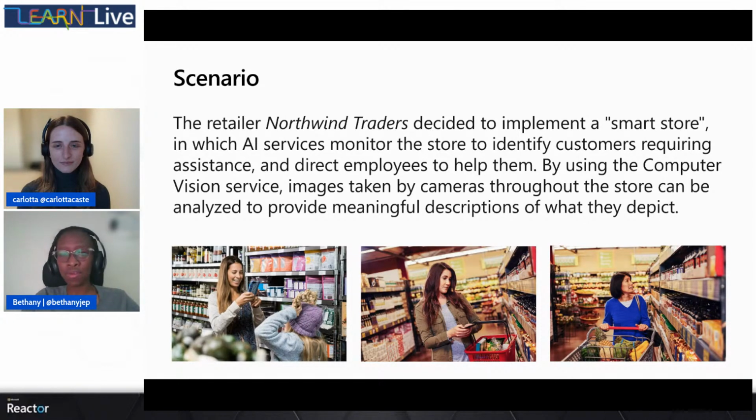So by using the computer vision service, they are taking images from the different cameras and analyzing them to get a description of what exactly the image is, and then the captions and the tags from the image. So I think, Carlotta, you can now take us through the demo, how we can get started with provisioning a resource and building such an application like Northwind Traders did. Sure. So I think that the Northwind Traders store had a very innovative and interesting idea. And let's show the main steps they should take to put it into practice and use the computer vision service.